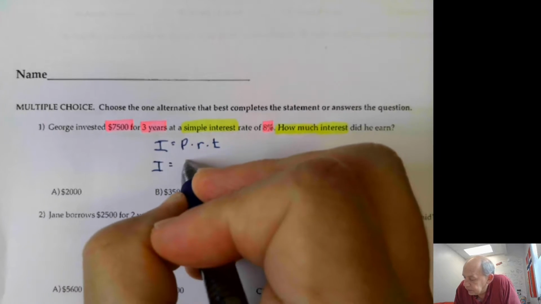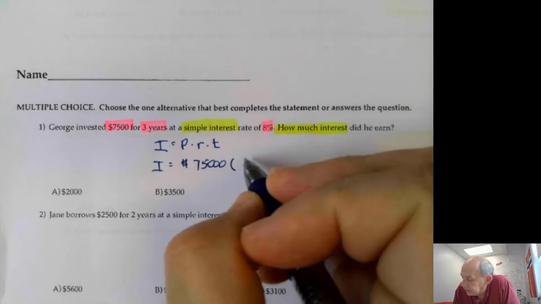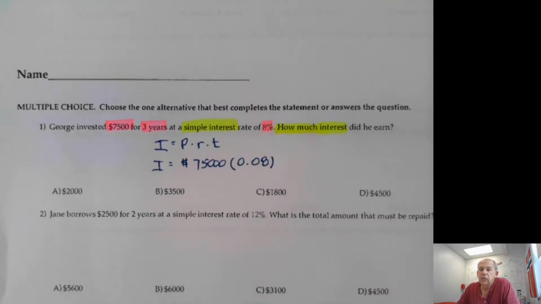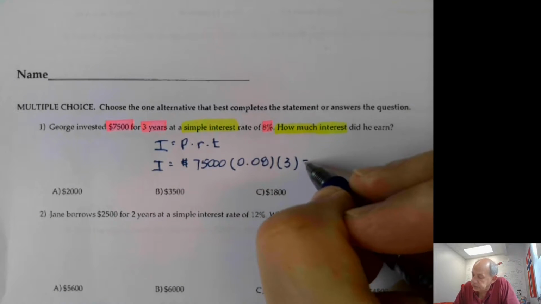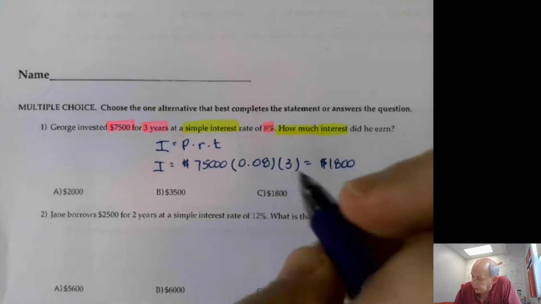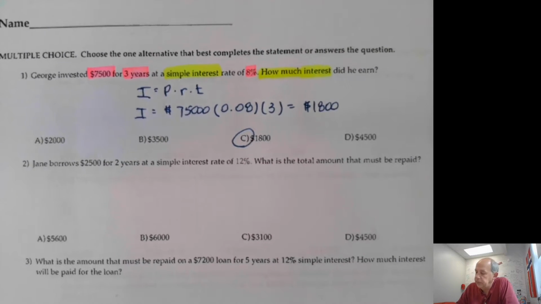George is investing $7,500. He's going to leave it sit in the bank for 3 years at 8% interest. Don't forget to flip that percentage into a decimal. All we have to do is multiply those numbers together, and I would come up with $1,800. So there's how you would do one like that from start to finish. I'm going to go over this process with all of these problems to show you what I mean. So let's take a look at number 2.